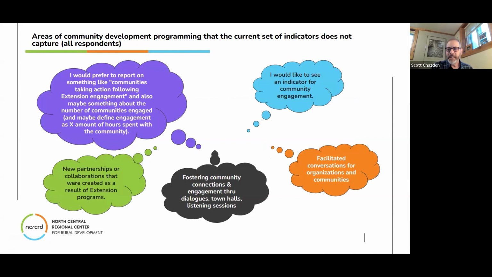This whole slide really is about what we would call community engagement or civic engagement programming. So people wanting indicators about new partnerships or collaborations, which they have in the South, but not in the North Central. Fostering community connections and engagement through dialogues and town halls, facilitated conversations, an indicator for community engagement. And this comment in the upper left, I'd prefer to report on something like communities taking action following extension engagement.